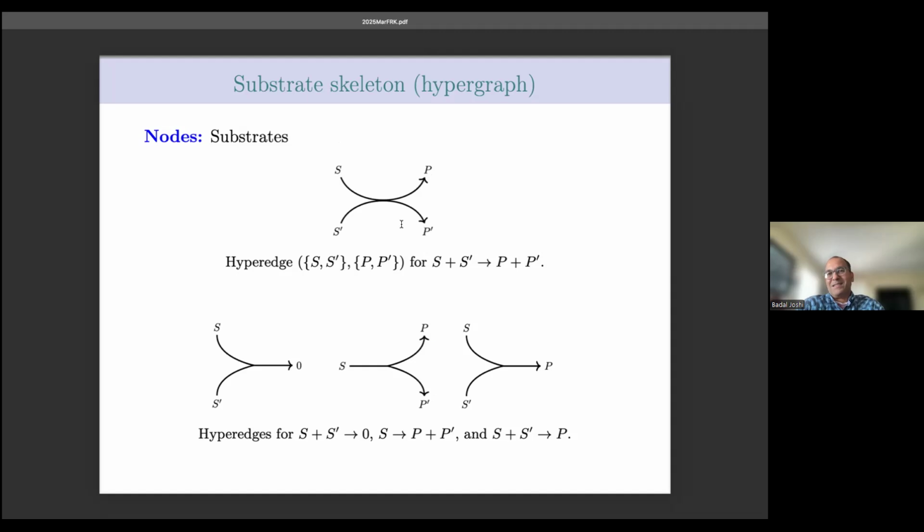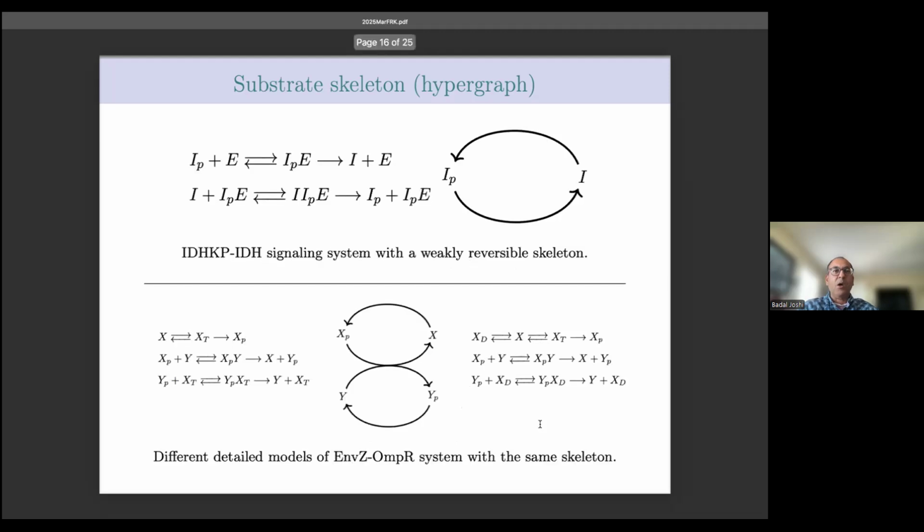I mean, you should think of this as basically the set SS prime going to the set PP prime, right? The split edges is sort of convenient because we want to be able to draw a graph just like we draw an ordinary graph, but there's nothing special about this arrow S to S prime to P prime. There's just one hyper edge that goes from SS prime to PP prime. Okay, similarly, I have a hyper edge for the reaction S plus S prime going to 0, S going to P plus P prime. This is a cleaving reaction, binding reaction, and so on.